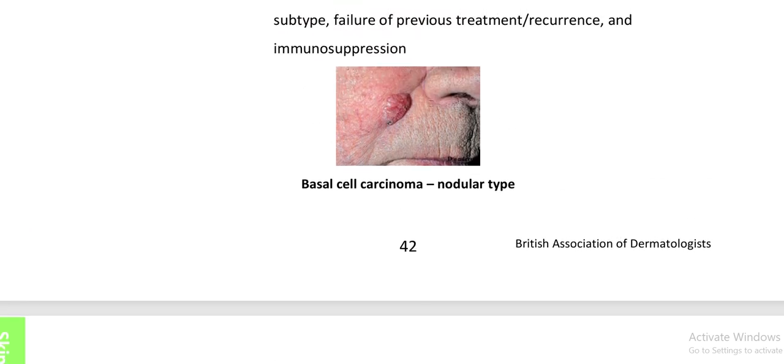So this is all about basal cell carcinoma.